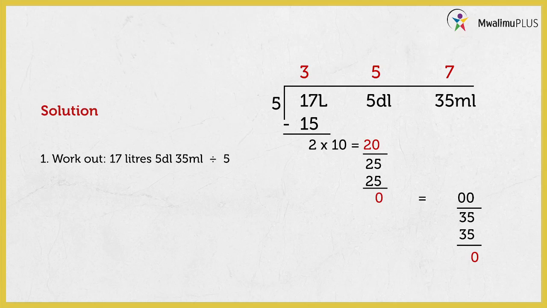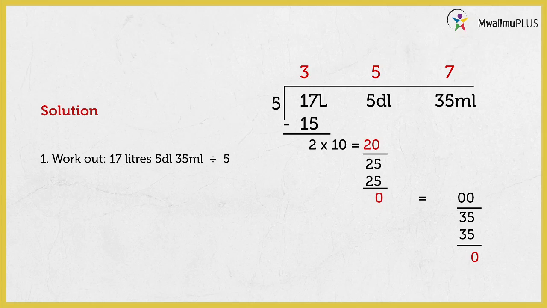So again, we are going to convert 0 into ml. Since it is 0, we multiply with nothing. So we go straight to 35. We are going to divide 35 by 5. If you divide 35 by 5, learners, what do you get? Automatically you get 7, because 7 times 5 will give us 35.